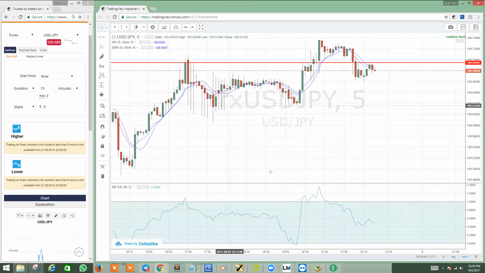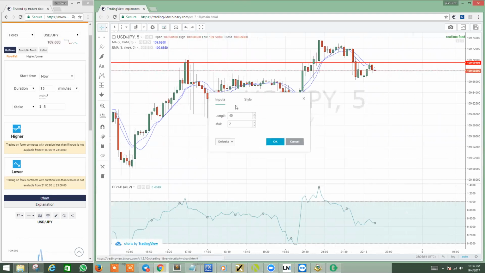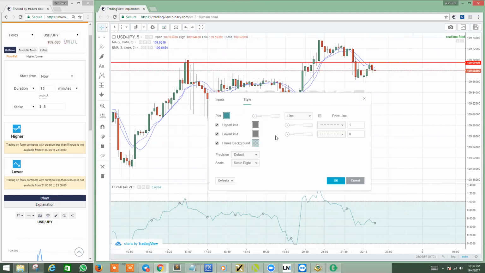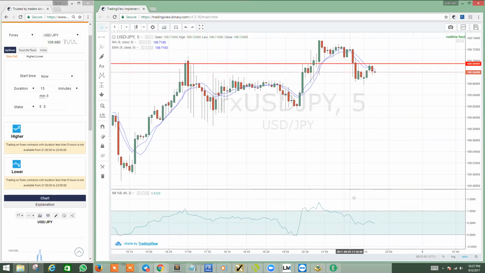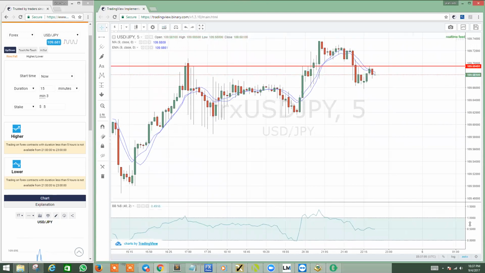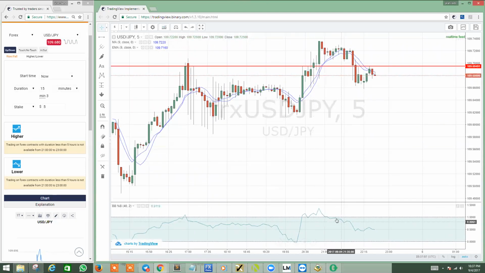Once you have those three, you want to go to the settings on your BB percentage. As an input, you want to put the length at 40, and you leave this as 2, and pretty much that's it. You don't need to change anything else, and you just press OK. Set it up the way you want. I like having it this way.